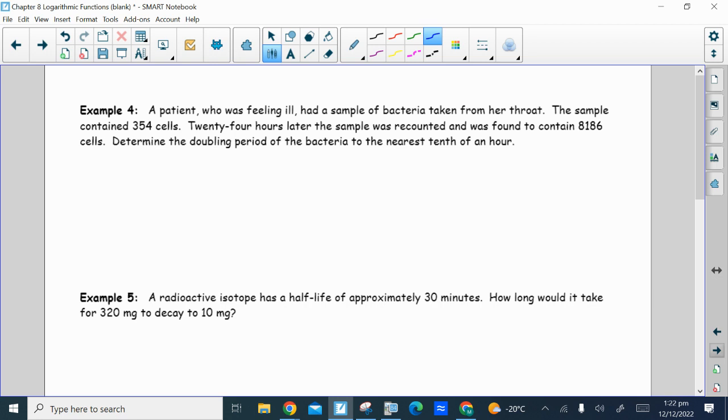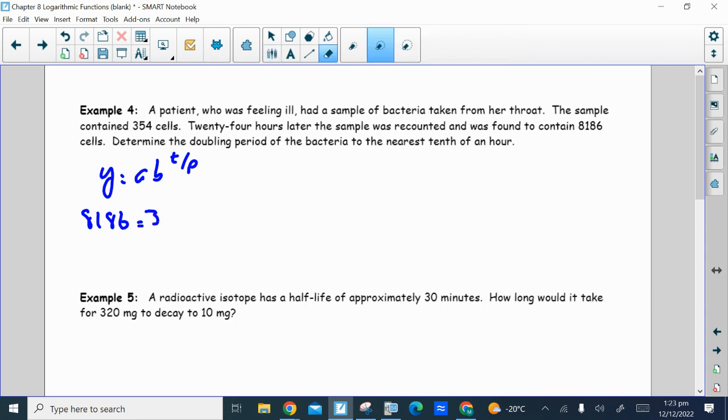Next one says a patient who was feeling ill had a sample of bacteria taken from her throat. The sample contained 354 cells. 24 hours later, the sample was recounted and was found to contain 8186 cells. Determine the doubling period of the bacteria to the nearest tenth of an hour. So Y is the final amount, which was 8186. A is the initial amount, which is 354. B is our growth factor.